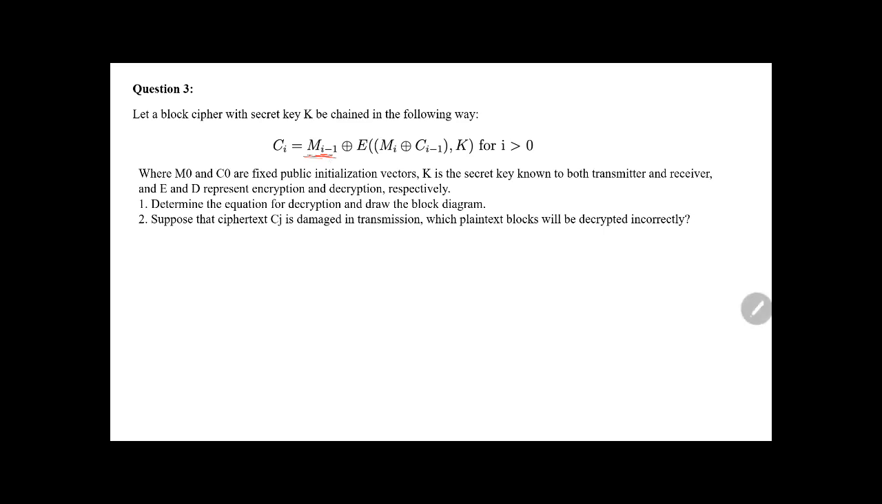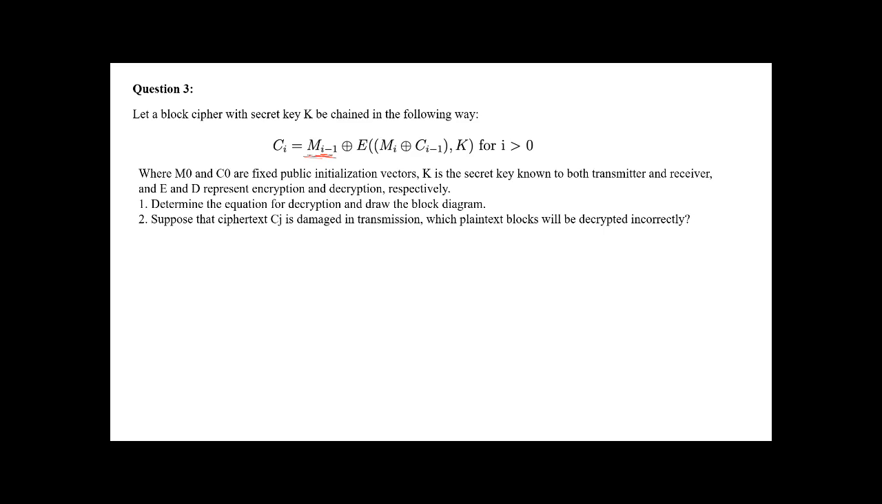It gets XORed with the encryption of the current message XORed with the cipher output of the previous block, all with the key K. So it says here that M0 and C0 are fixed public initialization vectors. Remember, we said initialization vectors are fixed values that we use when applying our cipher algorithm to the first block. So K here is a secret key known to both transmitter and receiver, and we have E and D that represent encryption and decryption respectively. Determine the equation for decryption and draw the block diagram.